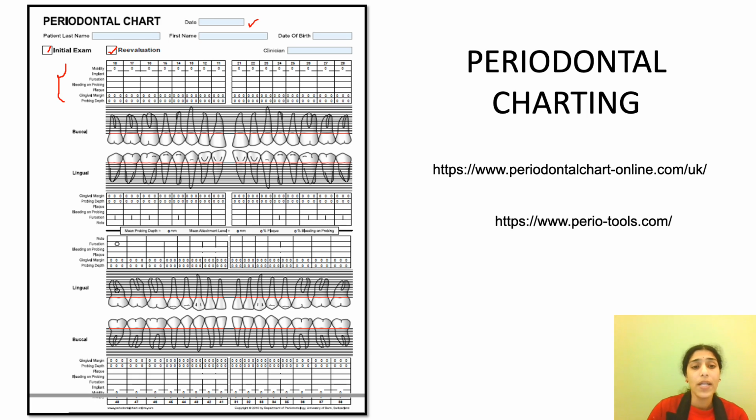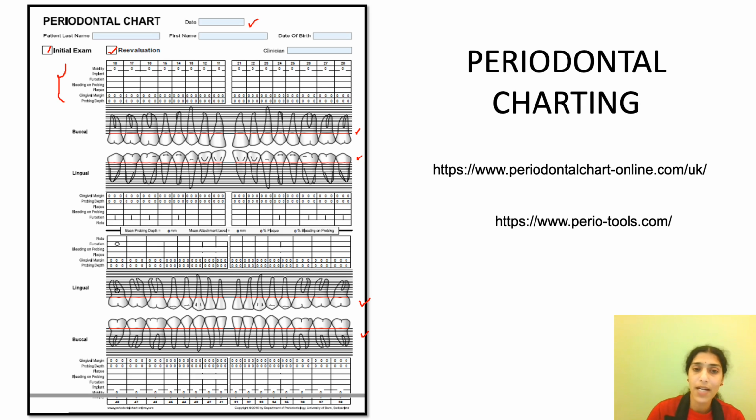Now, in the periodontal charting, what are the things that are present? The periodontal charting form has the teeth as shown in the picture. There will be teeth in the maxillary arch, this is the buccal side, this is the lingual or palatal side of the maxillary arch, and then the mandibular arch buccal side and lingual side. This is the way the periodontal chart is available. It is also available online. I have given you the links, you can go through how we can do this.